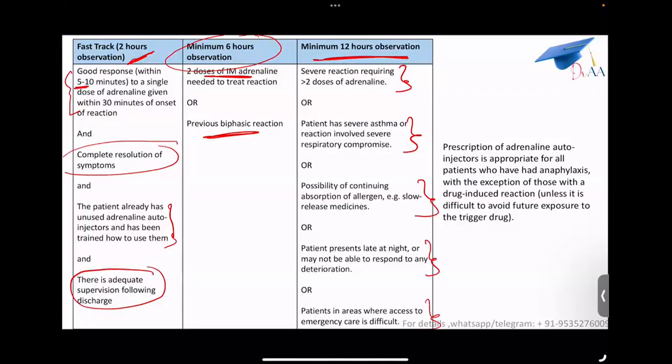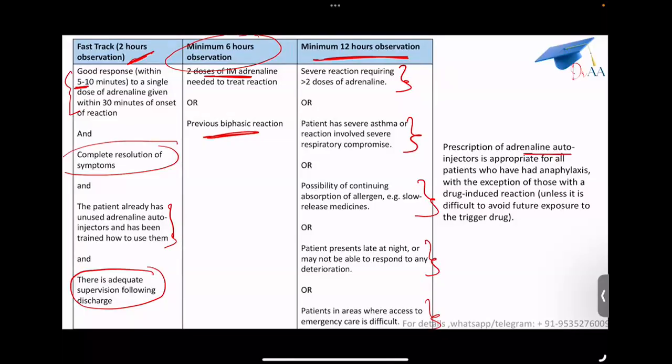Or the patient is going to a rural place where there is no help, where help can't reach within a few minutes. Then you keep him in the hospital and keep him under observation for a longer duration, that is a minimum of 12 hours. All these patients, you need to make sure that you prescribe an EpiPen.